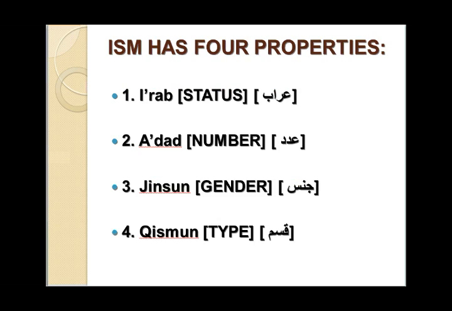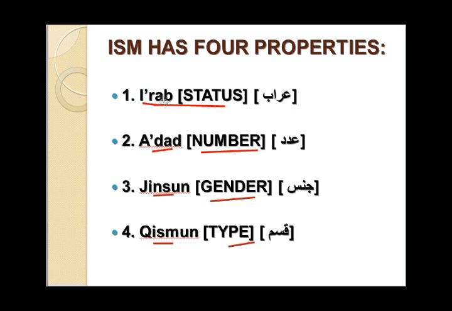So ism has 4 properties. What is properties? We'll talk about that later. But what is properties? Characteristics, whatever you call it. That means you can say that we have 4 topics in ism. What are those? That is status, number, gender, type. Here's the Arabic term: i'rab, adad, jinsun, and qismun.